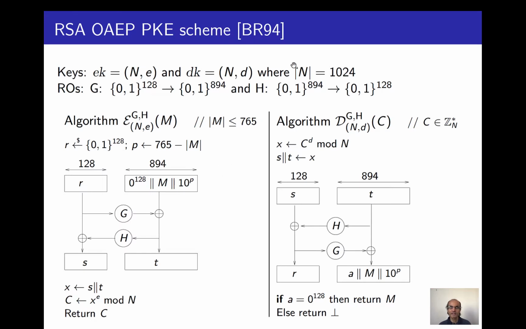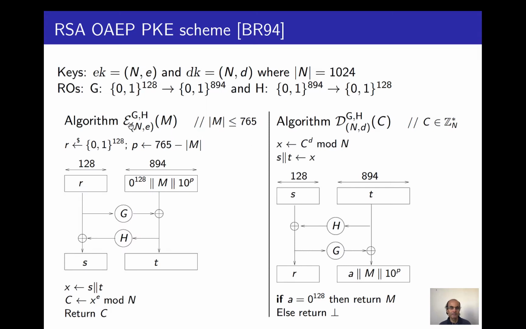for the special case that the modulus has binary length 1024. Remember, the encryption key with RSA is the modulus and encryption exponent. Decryption key is the modulus and decryption exponent. It will use two hash functions, again modeled as random oracles. Here they're called G and H. And the first one is expanding, taking 128 bits to 894, and the second compressing, taking 894 back to 128.